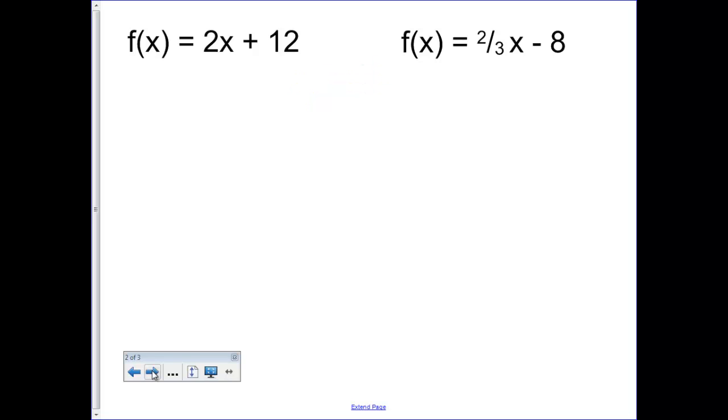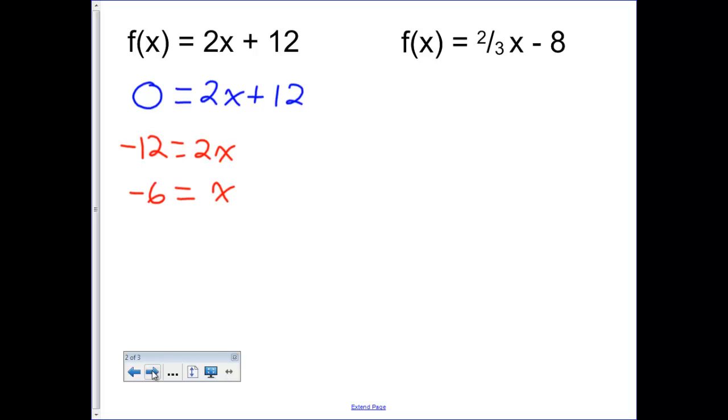So all I got to do is substitute a 0 in place of f of x, which is really the same thing as the y value, and now solve for x. So move the 12 over and you get negative 12 is equal to 2x. Divide by 2 on both sides and you end up with negative 6. So when you insert a negative 6 for x, the output for the function will end up equaling 0. So the 0 of the function is negative 6.